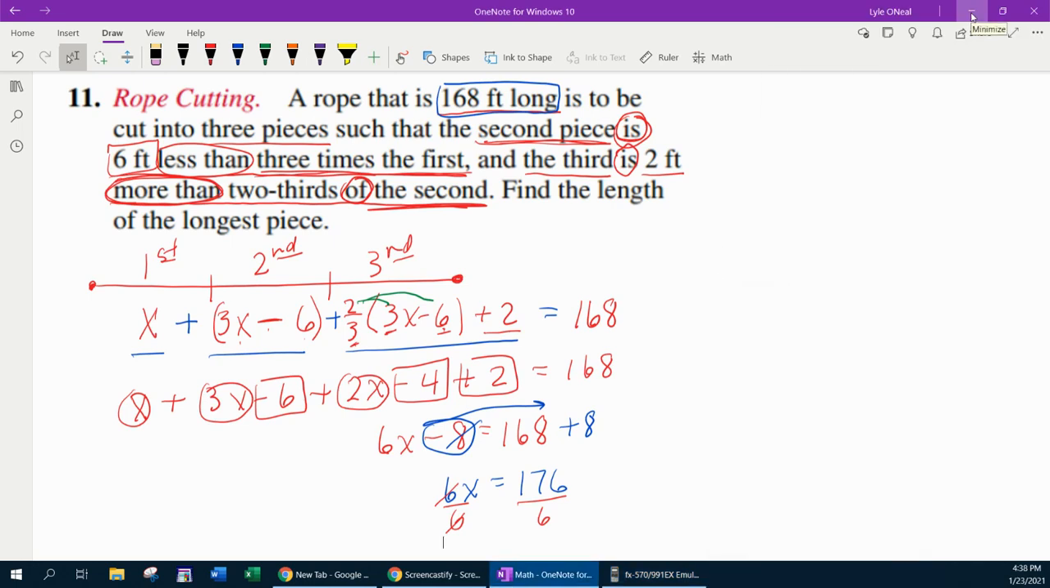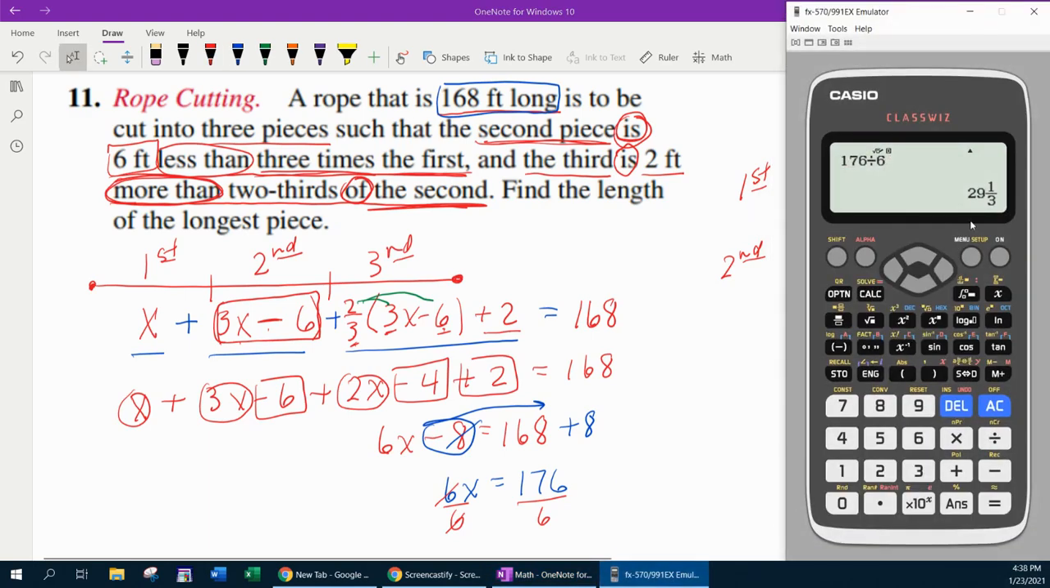So let's label that over here. The first piece is 29 1/3 feet long. If I know that, can I find the length of the second piece? Well, yeah, the second piece was 3x minus 6. And so what I can do to figure that out is bring up my calculator.